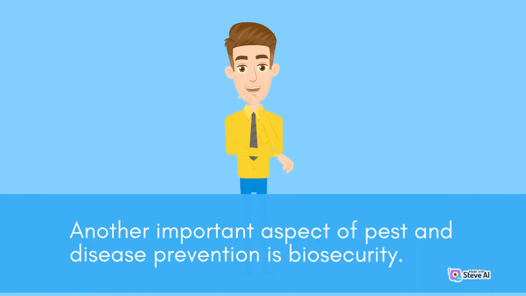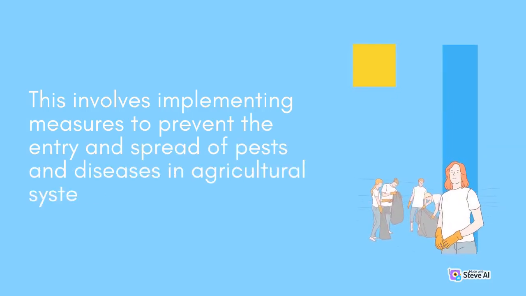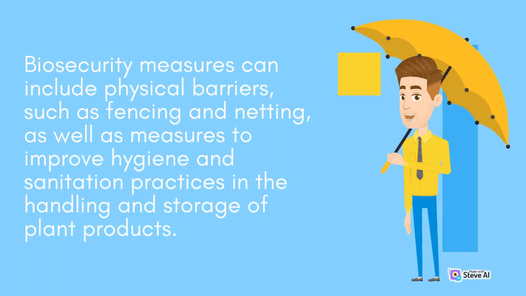Another important aspect of pest and disease prevention is biosecurity. This involves implementing measures to prevent the entry and spread of pests and diseases in agricultural systems. Biosecurity measures can include physical barriers, such as fencing and netting, as well as measures to improve hygiene and sanitation practices in the handling and storage of plant products.